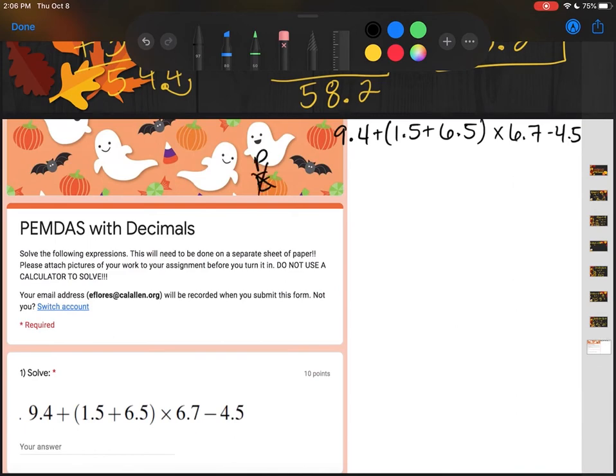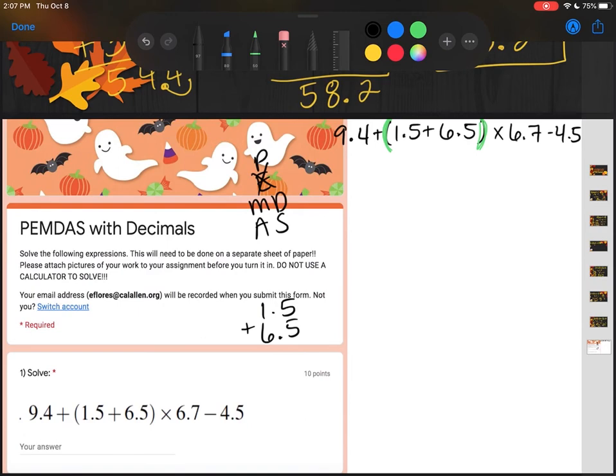But we just have to remember PEMDAS, parentheses. We don't worry about exponents. Multiply and divide from left to right, add and subtract from left to right. So first thing I'm going to do is look for parentheses. We got some right here, right? So I'm going to do 1.5 plus 6.5.